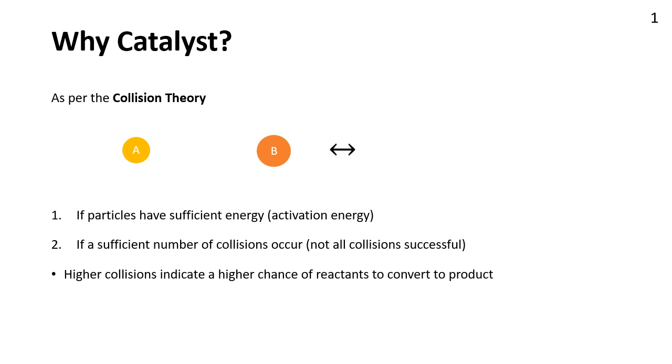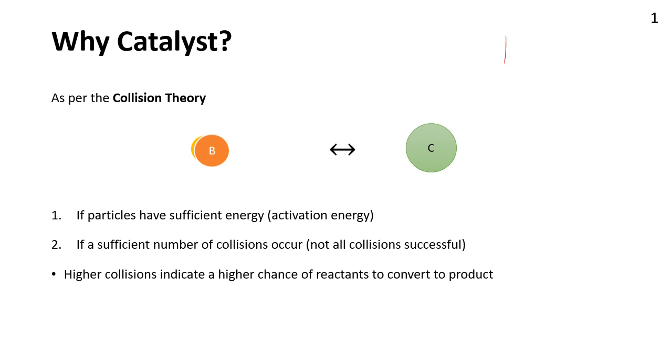In this video, we'll discuss why catalysts are used in reactions. As per the collision theory, if A and B collide, they'll form C if two conditions are met. The first condition is that the particles should have sufficient energy, which is known as activation energy. Particles have energy in the form of kinetic energy, translational energy, and potential energy.